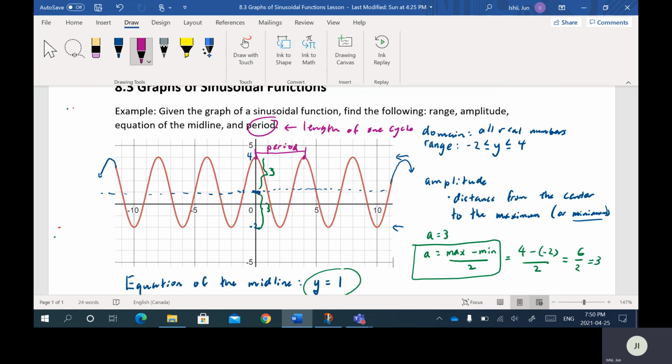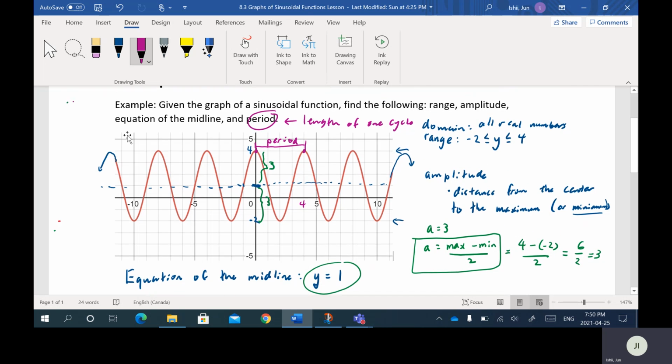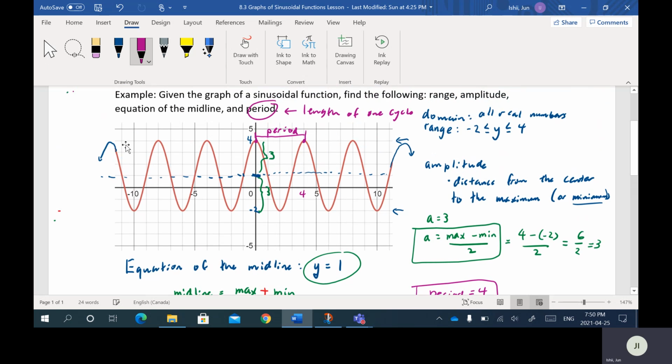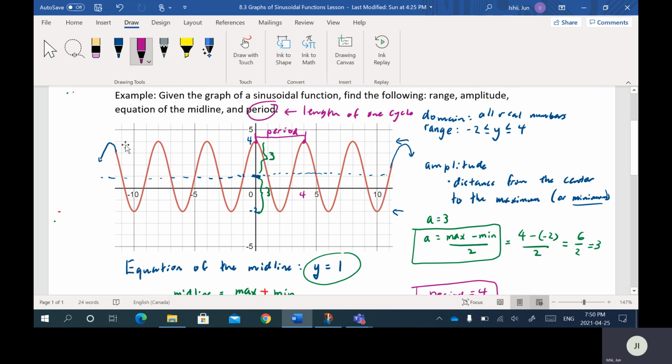In this case, we can just count it here. We can see that the period has a distance from 0 to 4. So the period in this case is equal to 4, because that's the length of one cycle. That's simple. And what you'll notice is that from the maximum it goes back down, back up to here. This would be the length of another period, and you can see that this would be at 8.